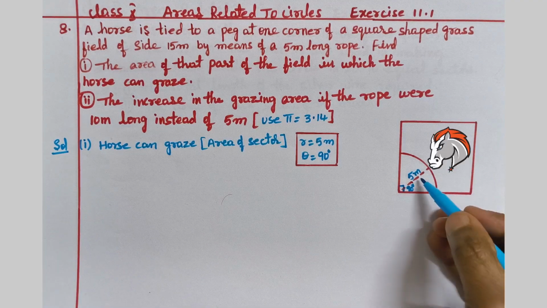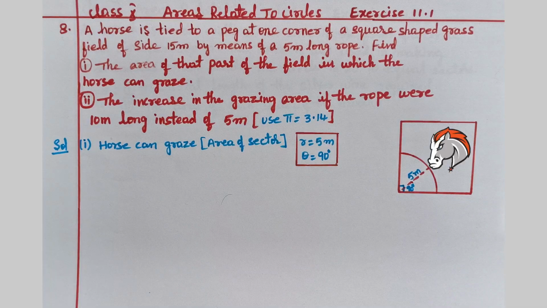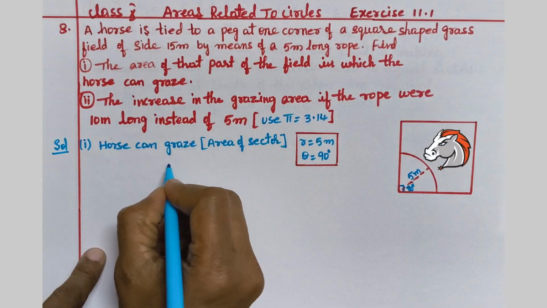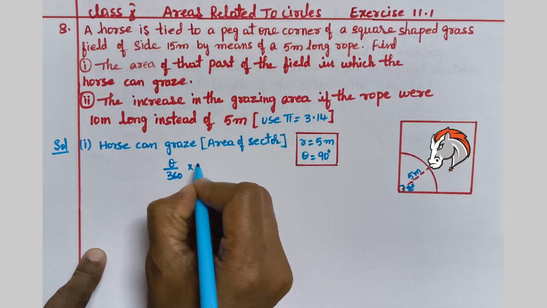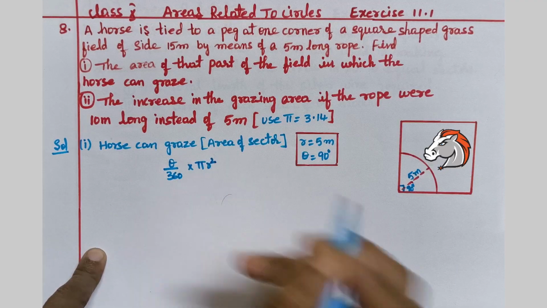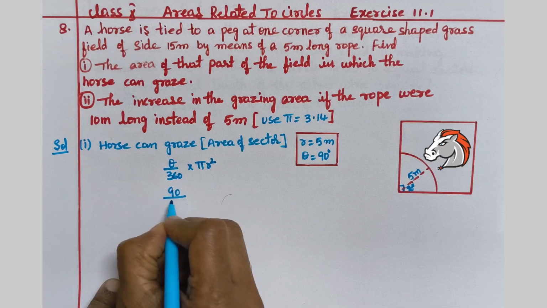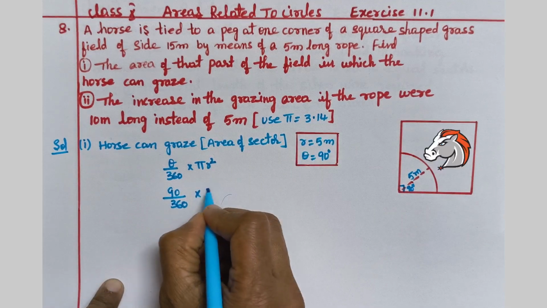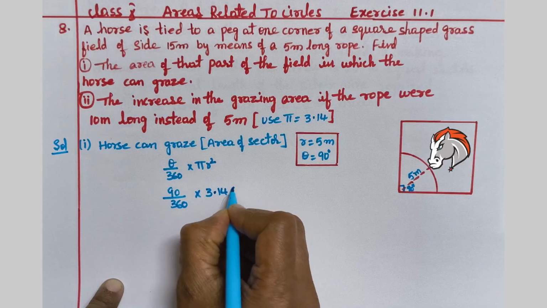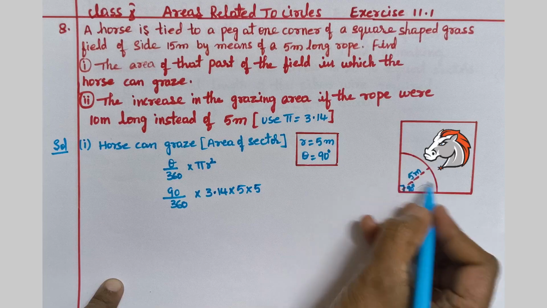Here you know the radius is 5 and theta is 90 degree. So area of sector formula what? Theta by 360 into pi r square. Now see here, theta means 90 degree. 90 by 360 into pi value is given 3.14. Radius is 5, 5 into 5. Simplified means this area we will get.